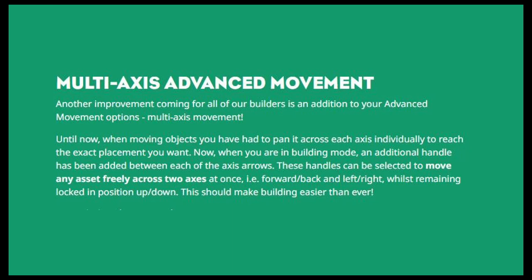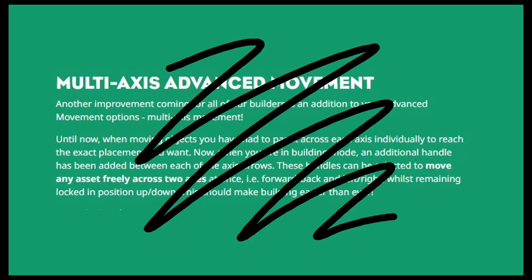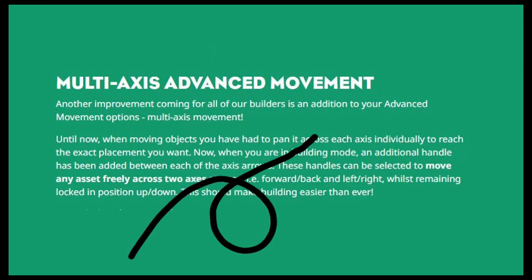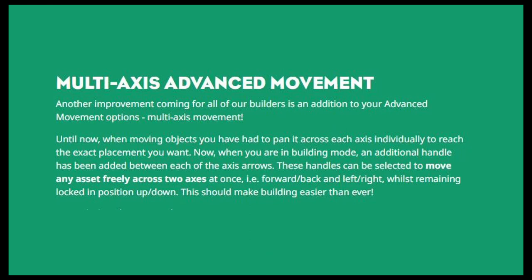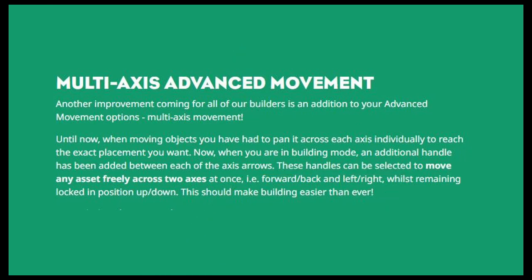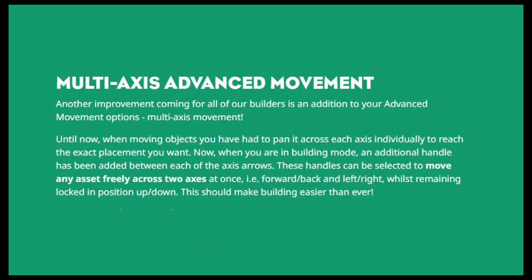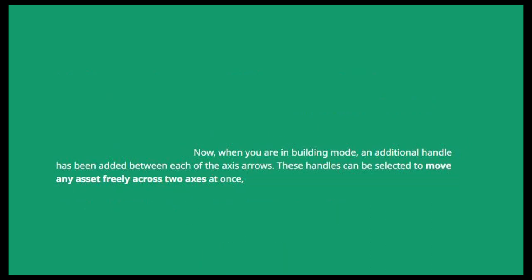Multi-axis advanced movement. That sounds very techy. Up until now, we have either been able to move things quick and dirty, where we just grab them and throw them around, or we've had the advanced movement, where we can move them along one axis at a time using the three colored arrows. It looks like this is an addition that gives us a middle ground. Let me just paraphrase this. Now, an additional handle has been added that can move the asset freely across two axes.